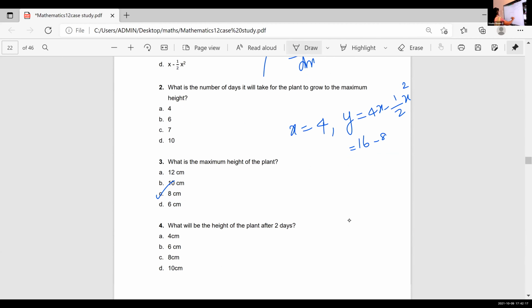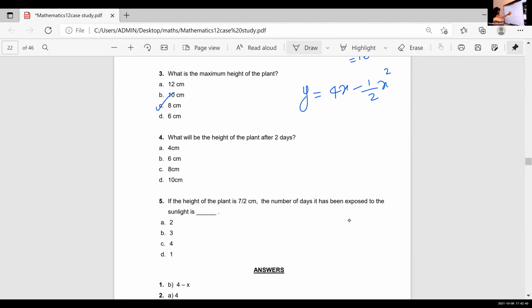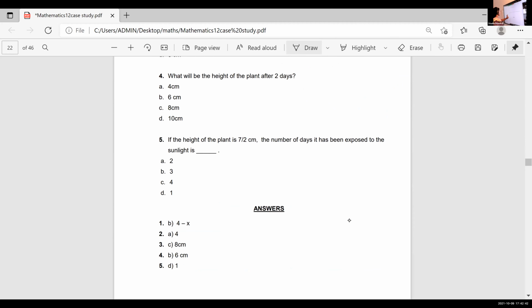Then look at the next one. What will be the height of the plant after 2 days? No need of differentiating and all, isn't it? Straight away substitute in the y value. y is 4x minus half x square. So x is 2. Correspondingly, what is y? Similarly, find the next one also. Fifth one. 4 and 5 completed.